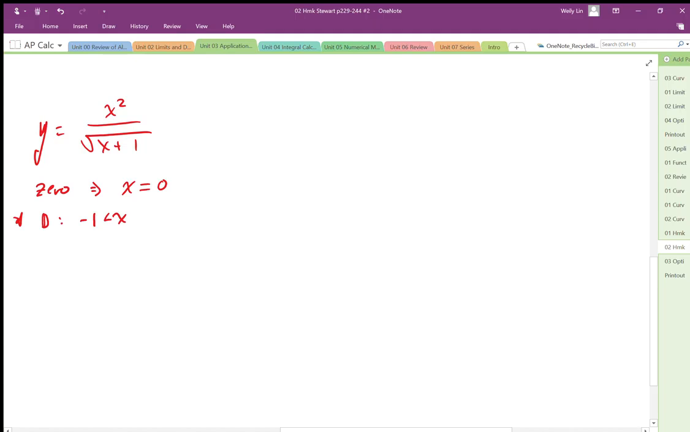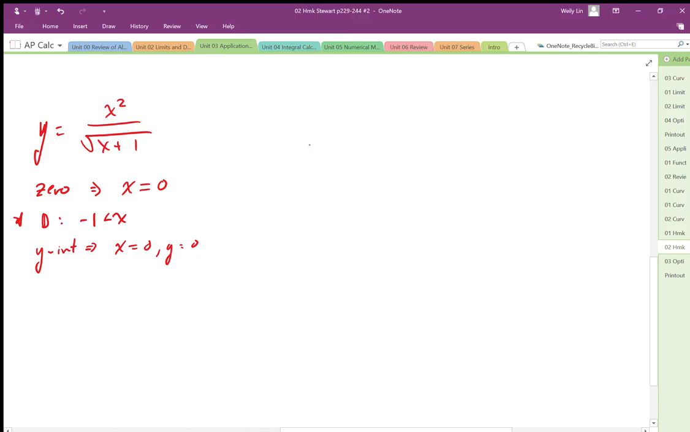Our y-intercept is going to be a good point to have, and when x is 0, y is 0. So that 0 happens to be the y-intercept. Now we want to find our min and max points, so we need a derivative.